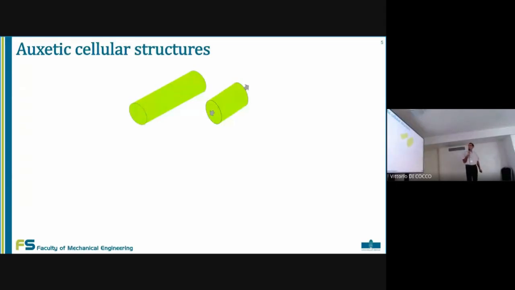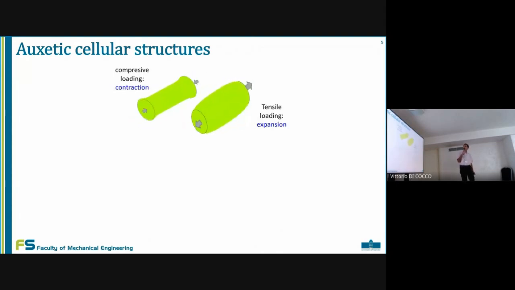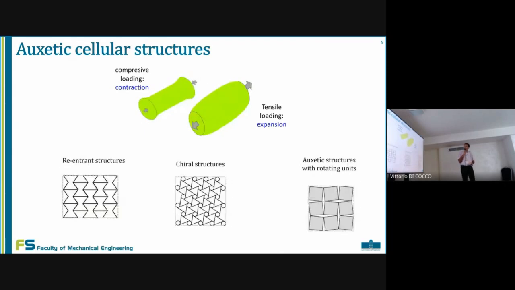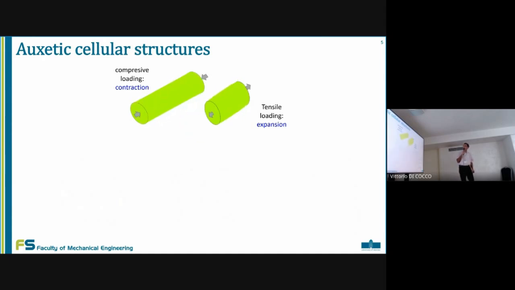Many different cellular structures are known or used in practice, but we have focused in our paper on the so-called auxetic cellular structures. What is important here? In the case of compressive loading, on the left picture, we actually have contraction of the cross-section. On the other side, on the right, in the case of tensile loading, we have expansion, and this is opposite if these auxetic structures are compared to, let's say, classical structures.